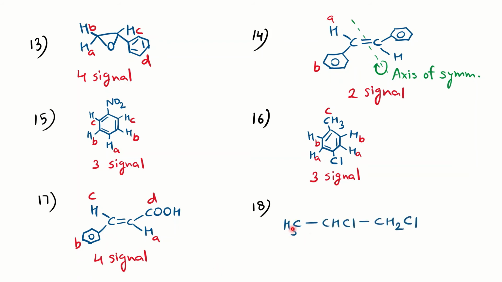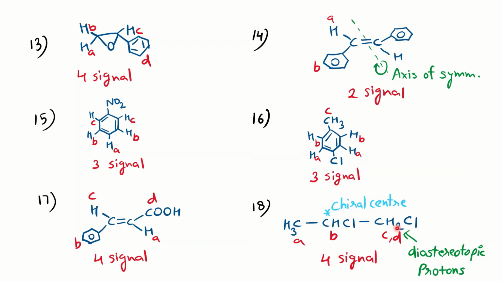Now in this molecule, you have three different sets of protons. So you will assume that it should give three signals. But if you notice, this center carbon is a chiral carbon having four different ligands here: CH3, H, Cl and CH2Cl. And if you have any CH2 group which has an adjacent chiral carbon, then the CH2 protons are called diastereotopic protons. And so they will give you a separate signal in the NMR. Diastereotopic protons give a separate signal in proton NMR. So total 4 signals you will get for this molecule.